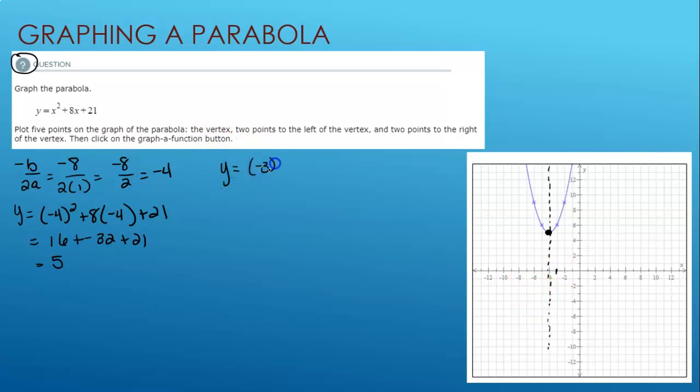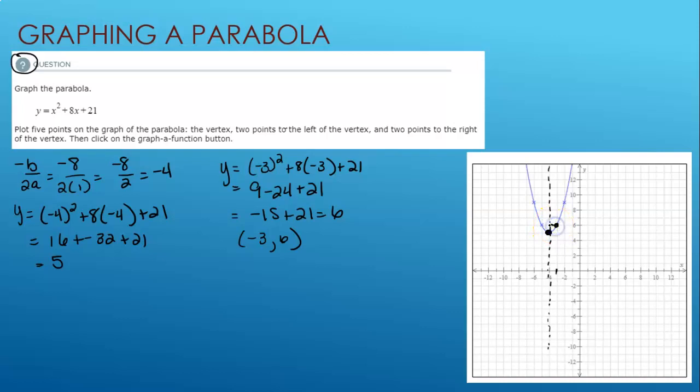So this becomes negative 3 squared plus 8 times negative 3 plus 21. Notice it doesn't ask me for the zeros. That's because there aren't any. So we have 9 minus 24 plus 21. 9 minus 24 is negative 15. Negative 15 plus 21 is 6. So when I substituted in negative 3, I got negative 3 comma 6, which is right there.